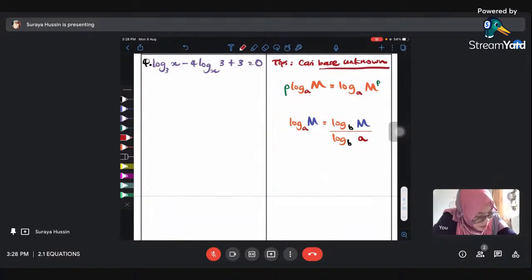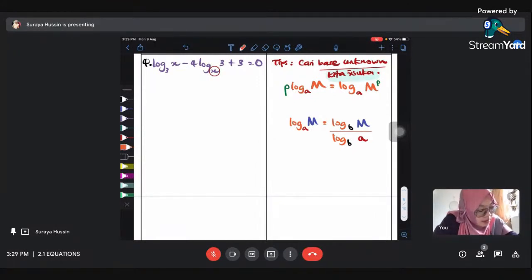Okay, bila kamu cari base unknown, Miss, apa maksud base unknown? Kamu pernah tak selesaikan base unknown? Macam tak pernah, kan? Jadi base unknown di mana kita tidak suka base unknown. Kita tak suka. Jadi kita tukar. Senang je.